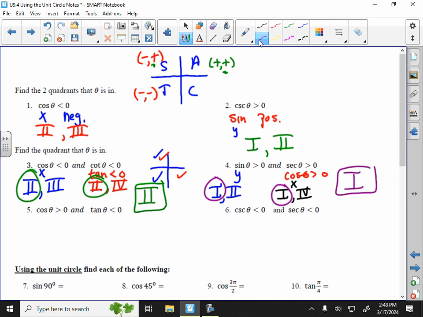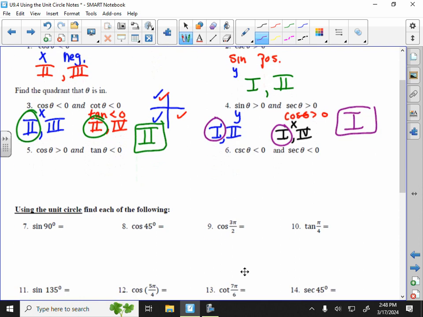All right, number 5. Cosine is greater than 0. Again, that's x, and greater than 0 is positive. So that would be 1, because everything's positive in quadrant 1, and then it's also positive in 4. Tangent less than 0 means it has to be negative. The only way y divided by x can be negative is if they're opposite signs. So they're opposite signs, again, in quadrant 2 and 4. And so you can see the quadrant that's repeating here is quadrant 4.